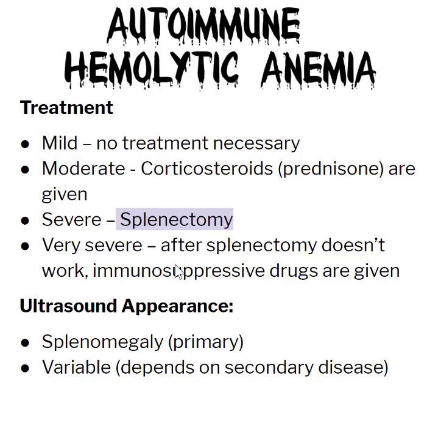Now, in the very severe cases of autoimmune hemolytic anemia, if the splenectomy doesn't work, then they can also take immunosuppressive drugs to help slow down the destruction of the red blood cells. On ultrasound, then, we are going to see splenomegaly if it is the primary version. Remember, the primary version does not have an associated disease, so we just see that the spleen is rather large because it's being overworked. Now, if it is secondary hemolytic anemia, then the appearance of the spleen is going to be variable, and it's going to more match up with what is causing the secondary hemolytic anemia.